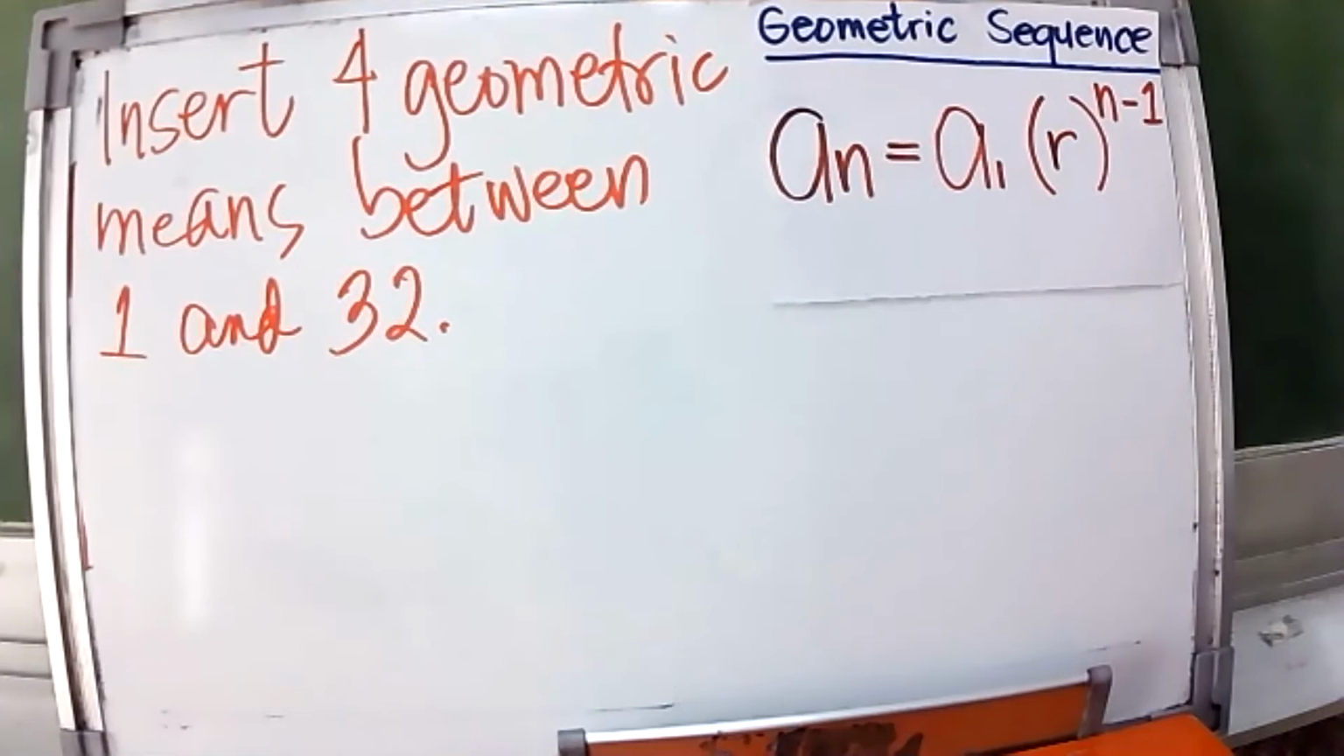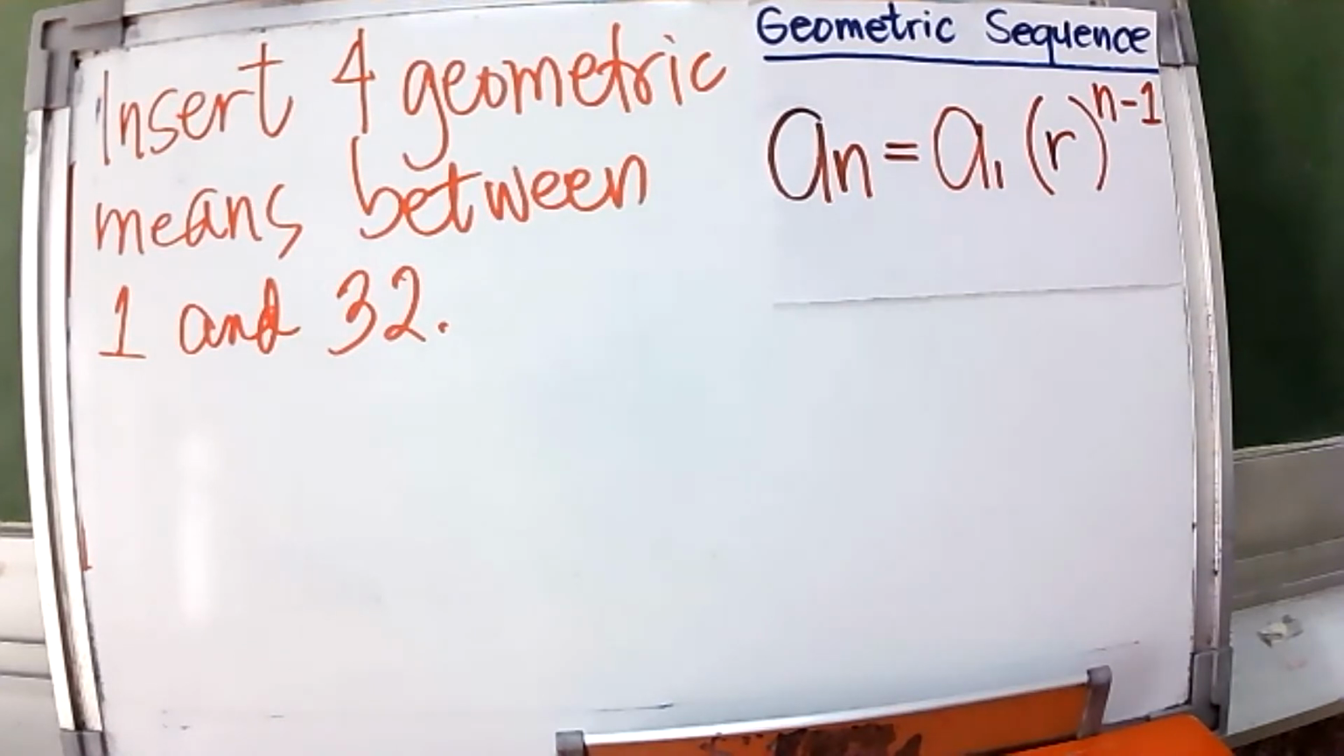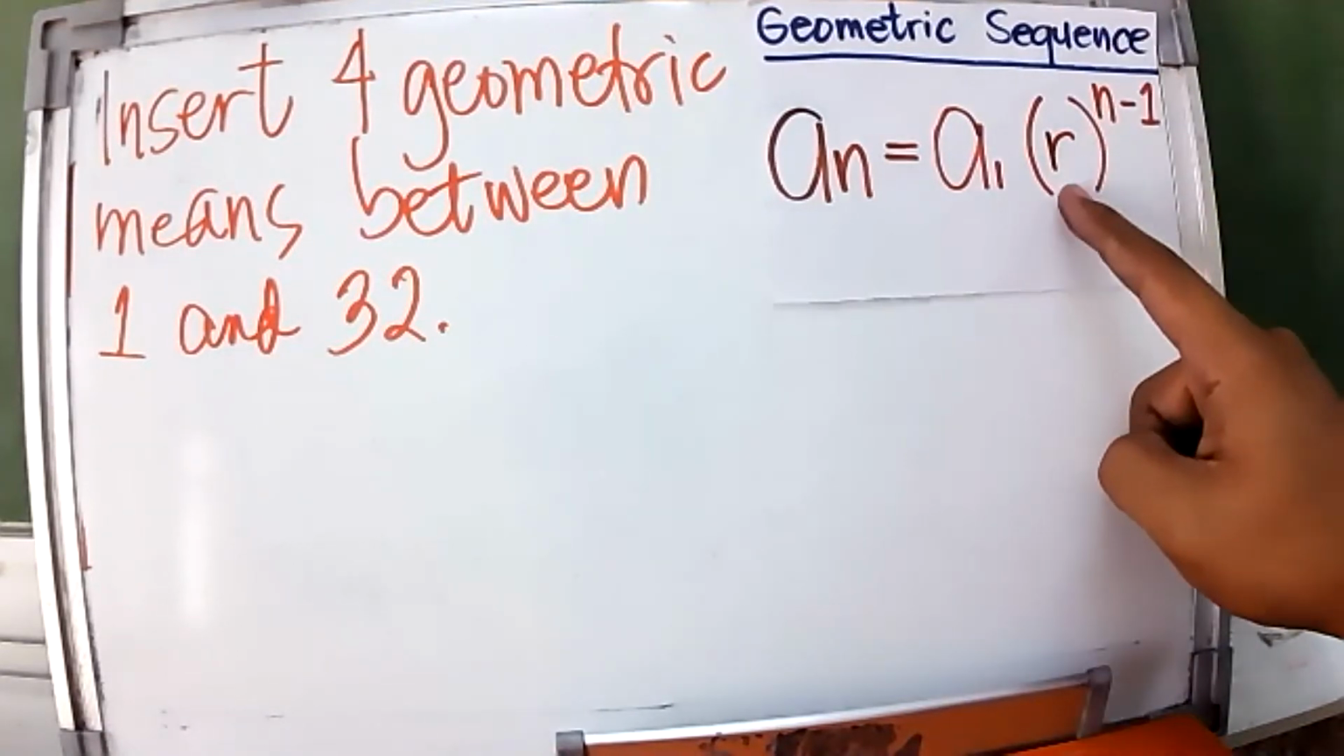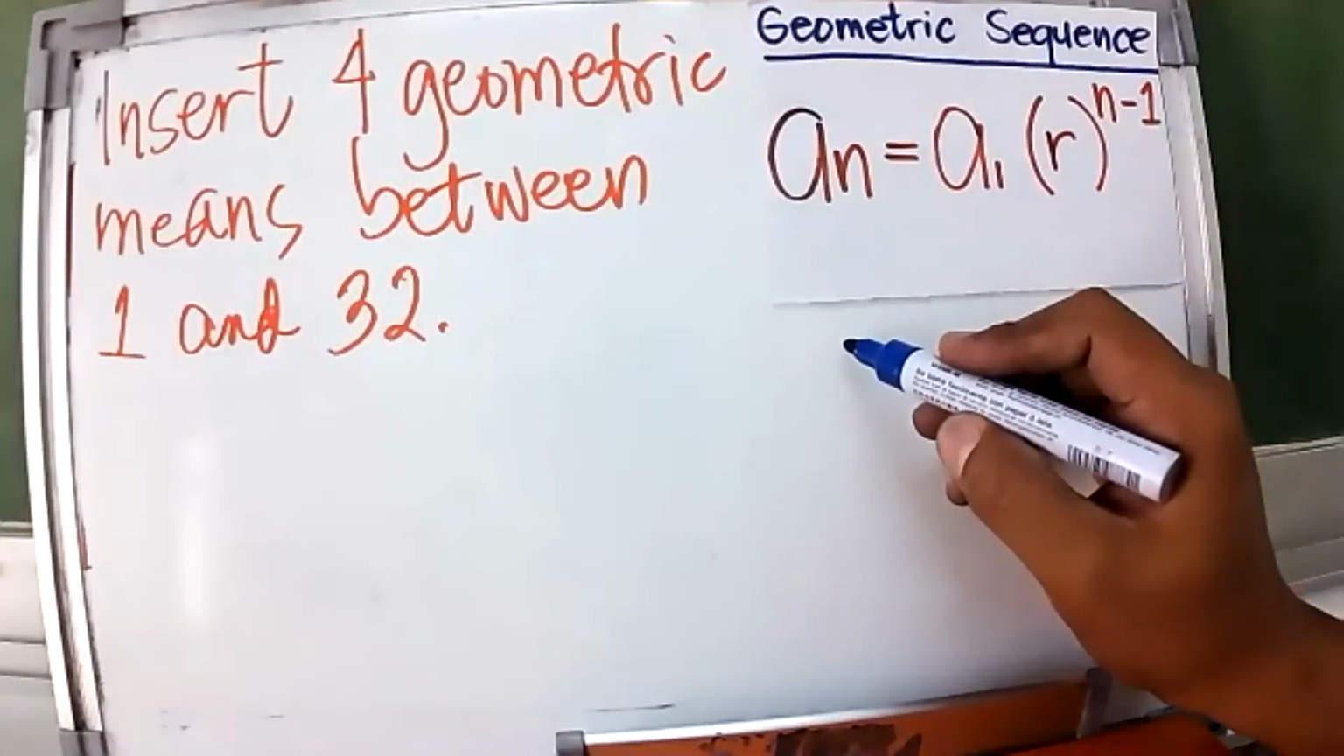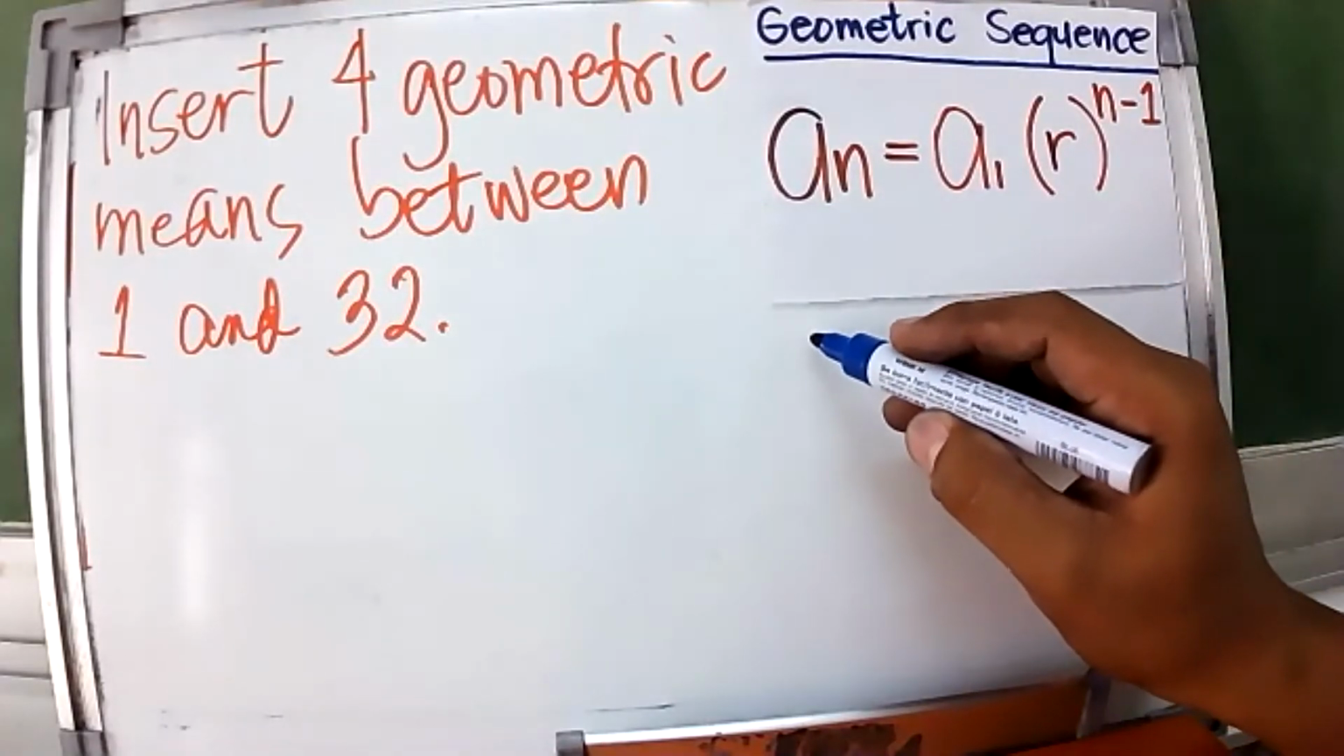Would you like to try it or explain first? Okay, explain first. Okay, sige. So, this is simple. All we have to do is to find the common ratio. All we need to do is to get the common ratio. And how will we do the common ratio? Let's use this formula. So, we need to solve for r.